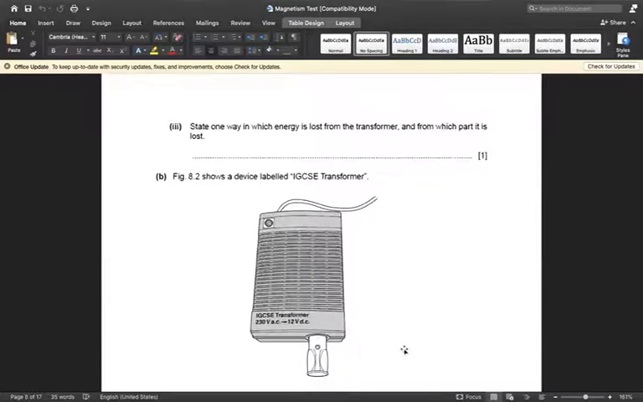Now, state one way in which energy is lost from a transformer and from which part it is lost. We've discussed that. Say one way in which energy is lost. How is energy lost? And from which part? Any answers? Any suggestions? Because when you look at a transformer, you have a primary coil, you have an iron core, you have a secondary coil. From which part is the energy lost?